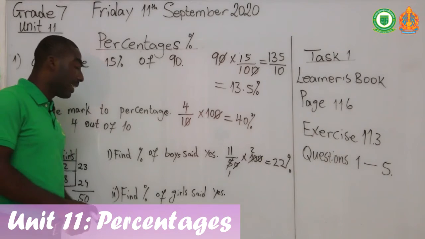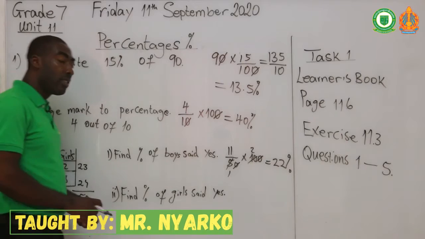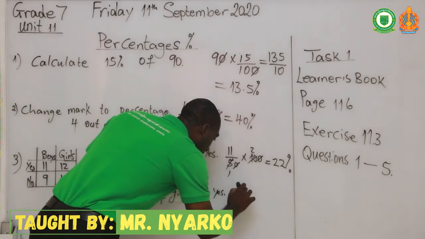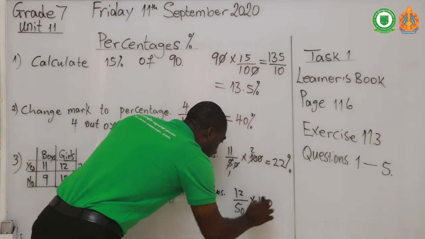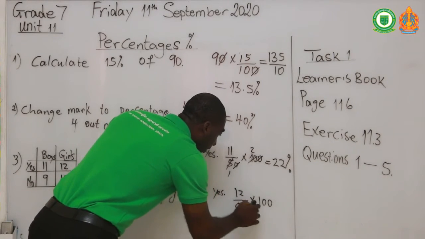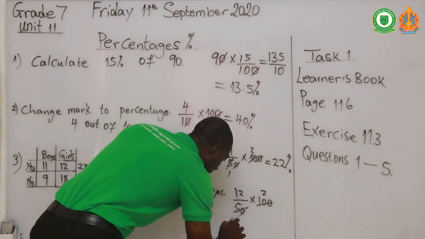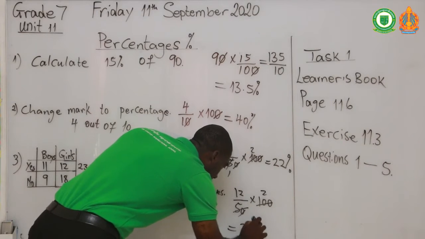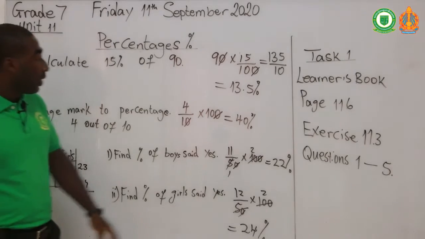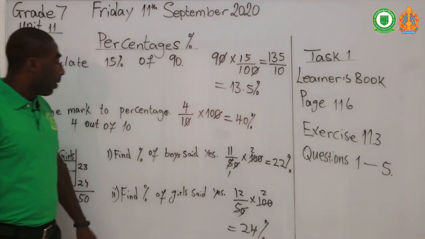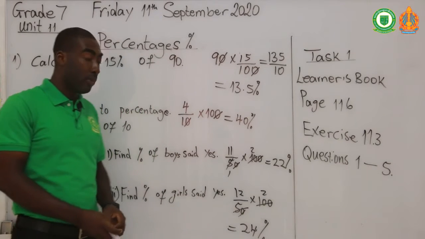And then let's look at the girls that also said yes. So 12 girls said yes. So we have 12 over the total of 50 multiplied by 100. Okay, so 50 will go into 100 two times, and then we multiply 2 by 12, that will give us 24. So we're going to have 24%. So in all we can say that more girls said yes as compared to the boys.